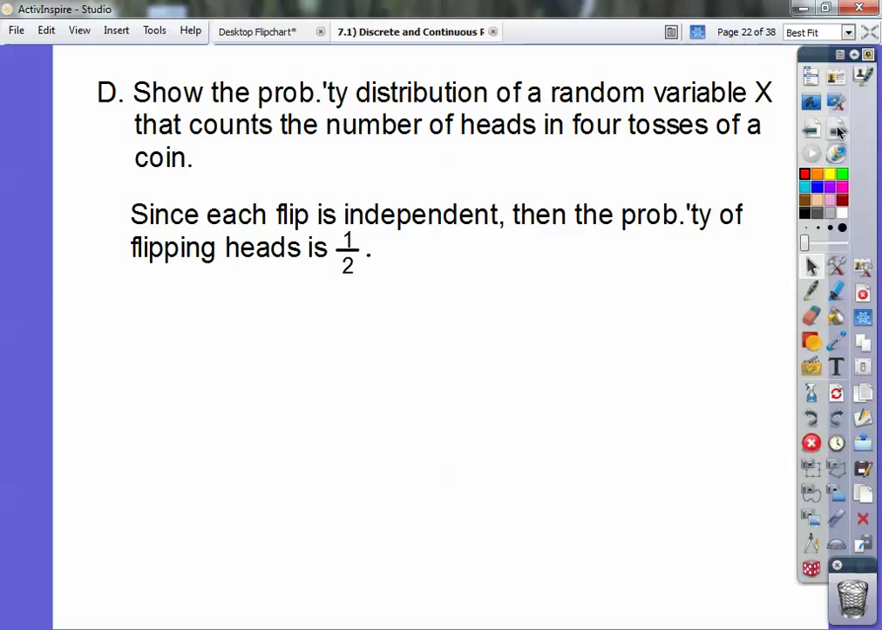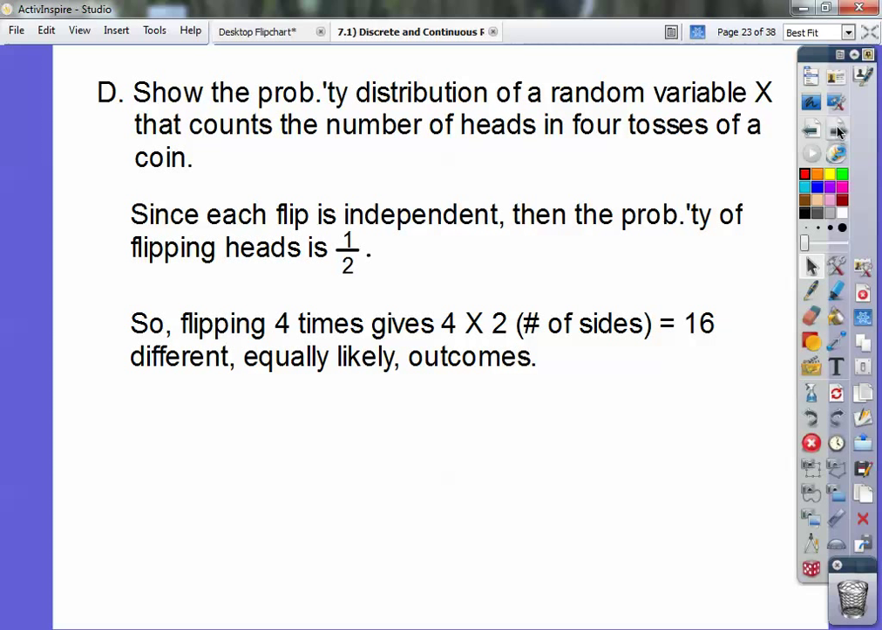Okay, since each flip is independent, the probability of flipping heads is 1/2 on each toss. And so flipping a coin 4 times gives you 2 to the 4th, and it's 2 because of the number of sides. There's 2 sides, and they're flipping it 4 times. So we have 16 different equally likely outcomes.